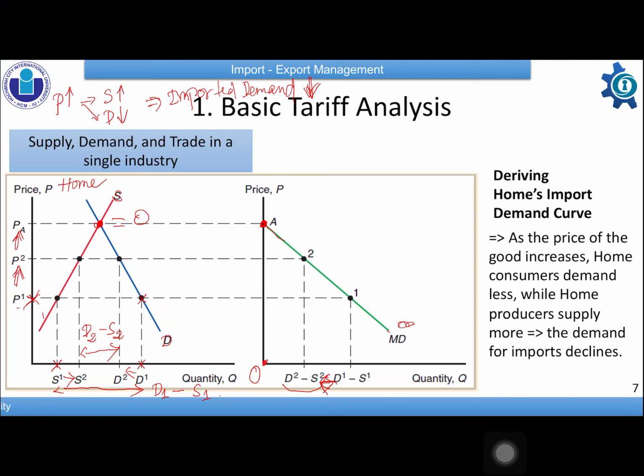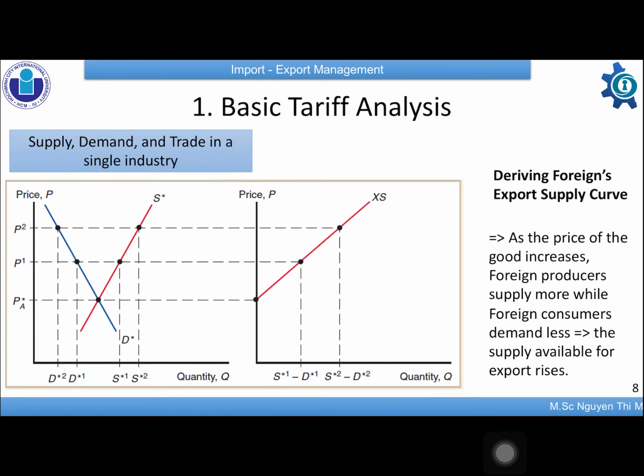The second curve we need to derive is, do you still remember? To determine the world price and the traded quantity, we need to derive two curves. The first one is the home import demand curve, and the second one is the foreign export supply curve. So that is the first curve we already derived. Let's see how to derive the foreign export supply curve.